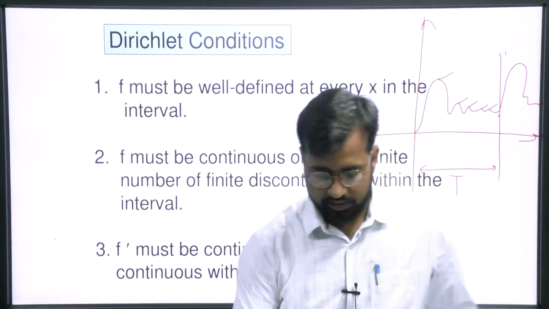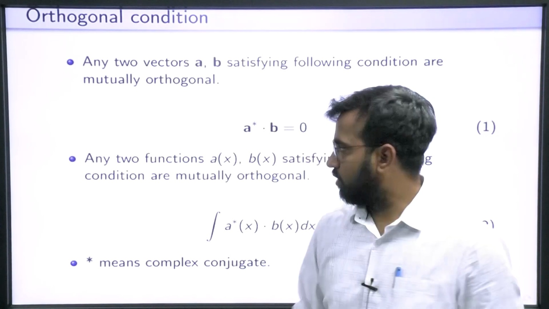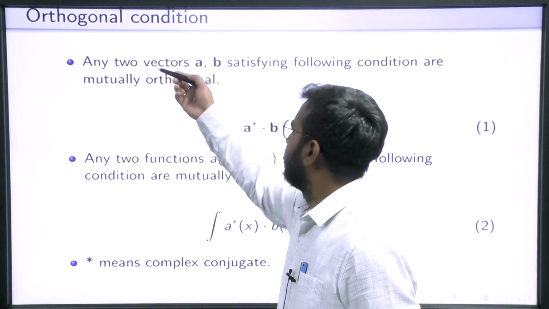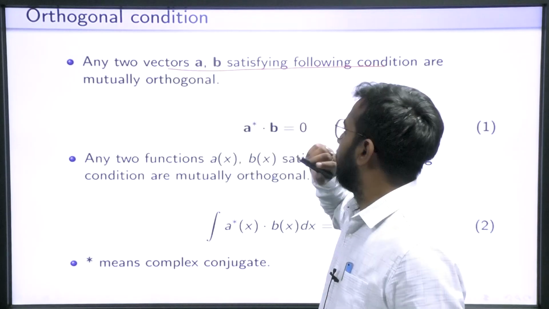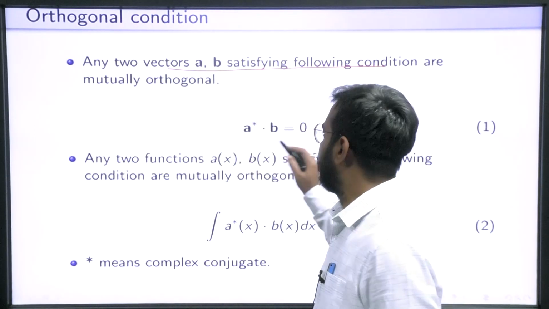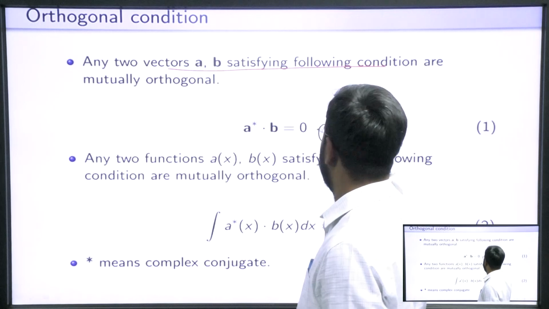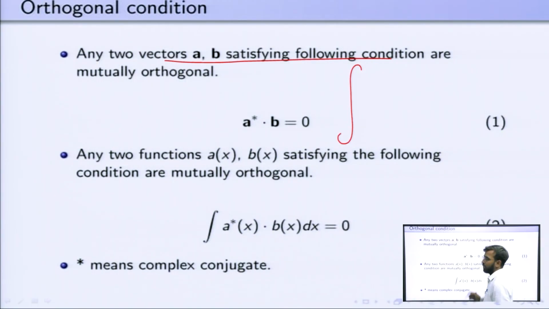Next, any two vectors, A or B, satisfy the following condition: mutually orthogonal. What do we mean by orthogonal signals? Suppose there are two signals; if the product of those signals is 0, then the signals are called mutually orthogonal.